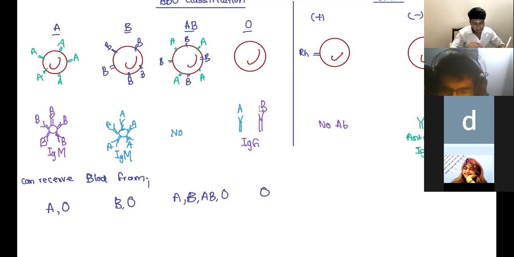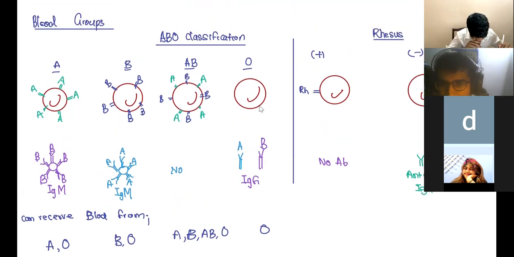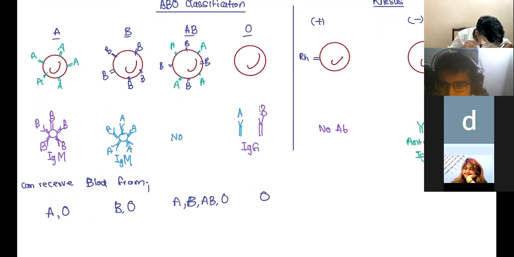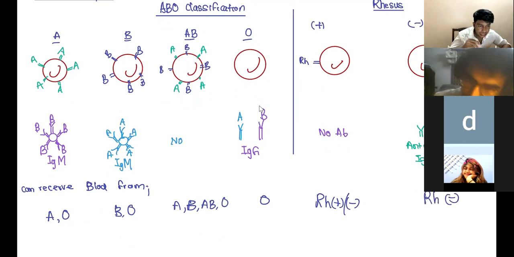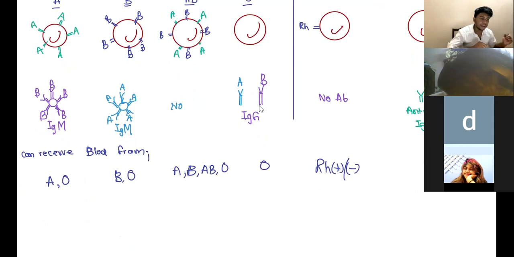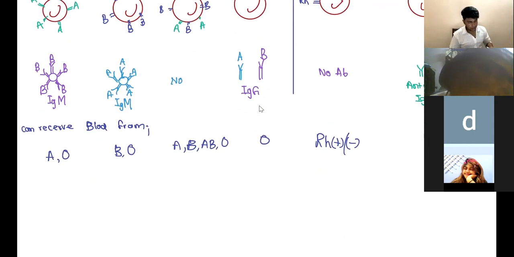Who can rhesus positive people get blood from? Both rhesus positive and negative. Yeah. Rh plus and minus. This is actually not a huge deal. When we talk about transfusion reactions, we'll talk about it. But rhesus is not a major consideration during blood transfusions. The main consideration is the ABO classification. Then you consider the rhesus factor. And if you don't have any option, you can transfuse.